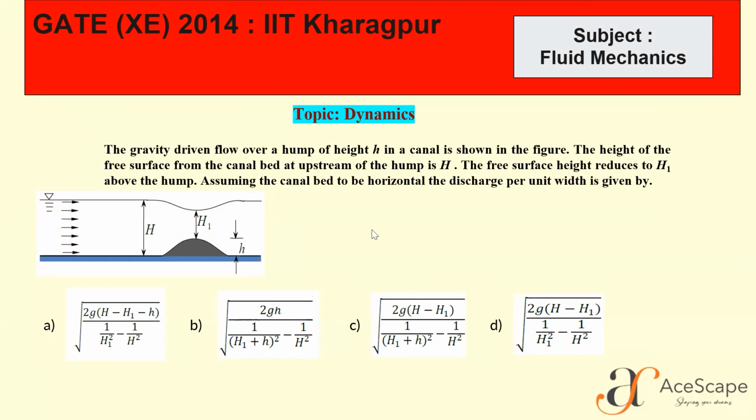Anyway, let's move on to the solution now. This is a very good question, because normally we apply the Bernoulli equation in this type of question and get the answer. But here, due to this hump, the level of this water surface has decreased. Now the distance from this hump to the surface is h1. Let me show you.